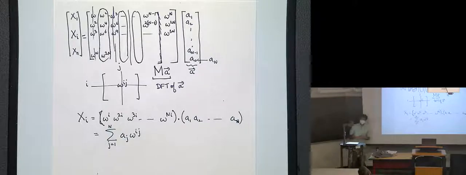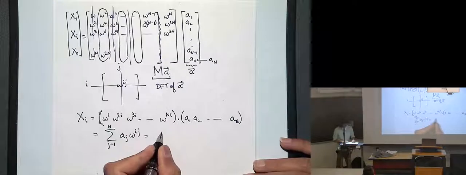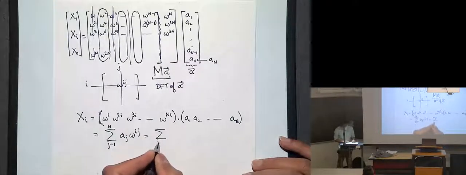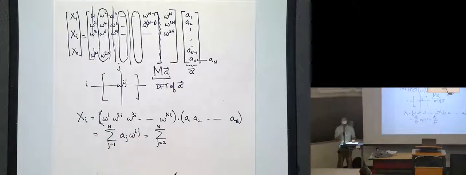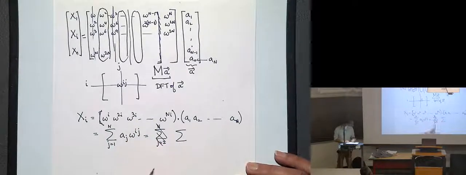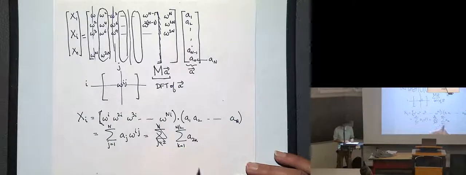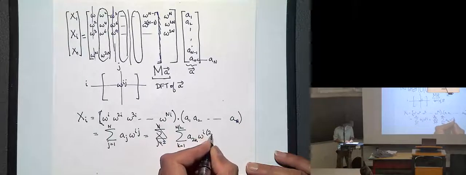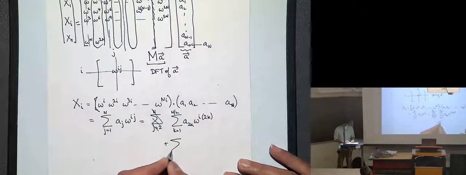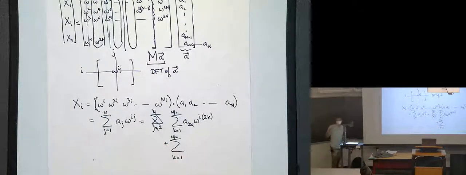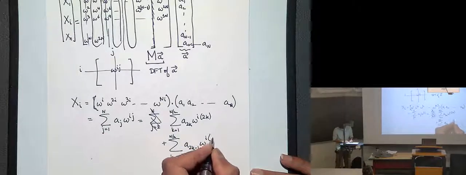I'm just going to split this into the odd and even terms. Let's write the even part first. I'll say k is going from 1 to n over 2 of a_2k omega to the i times 2k, plus the odd part, k going from 1 to n over 2 of a_(2k minus 1) omega to the i times (2k minus 1). Assume that capital N is a power of 2, just to make life easy. So far so good?